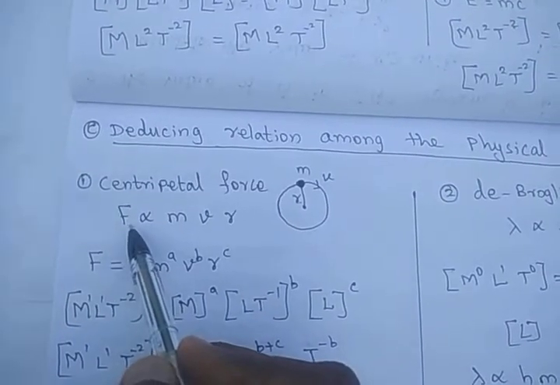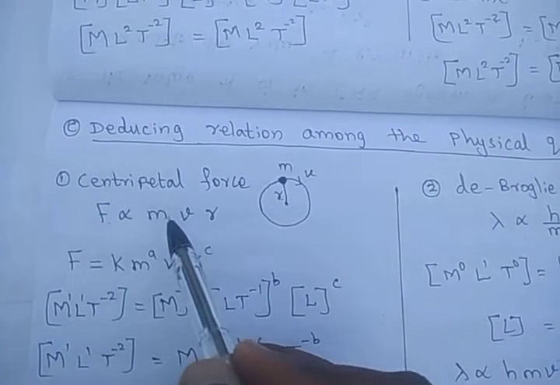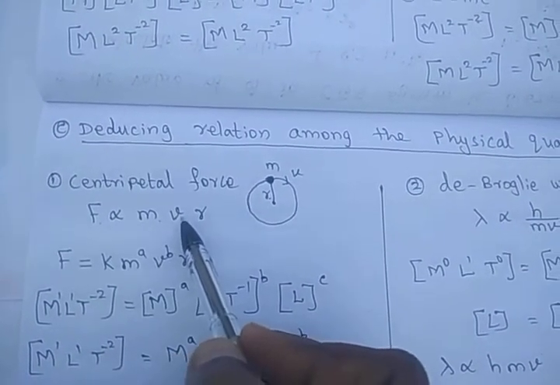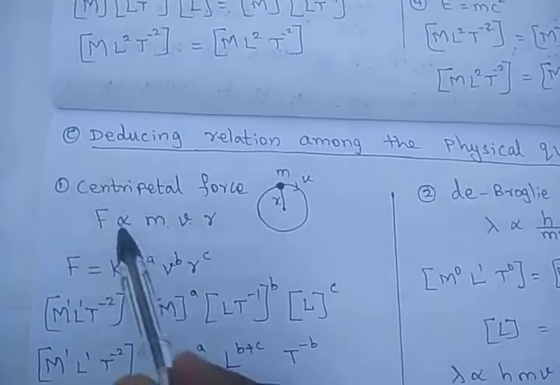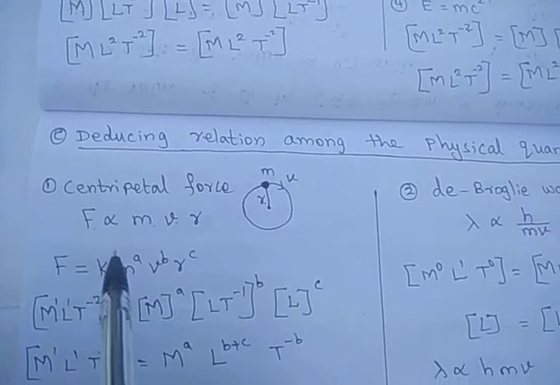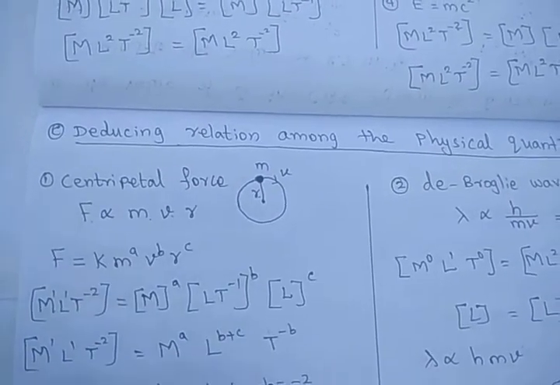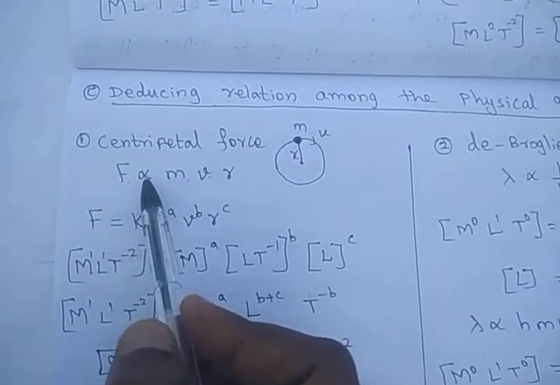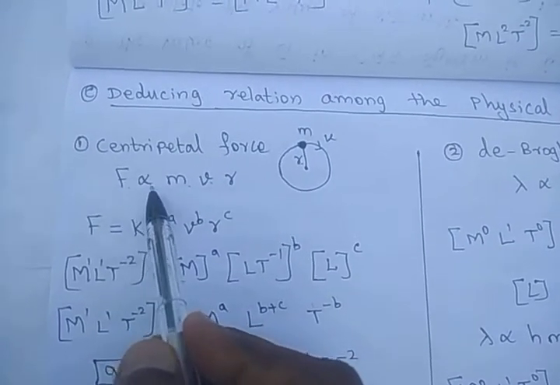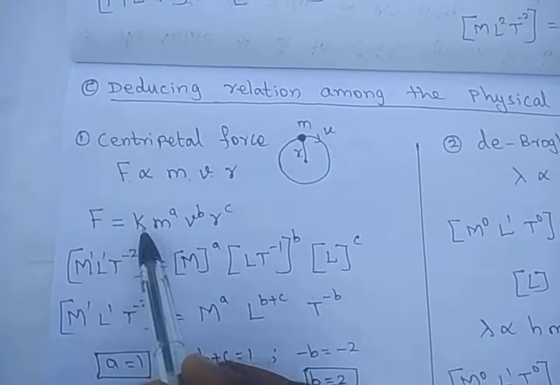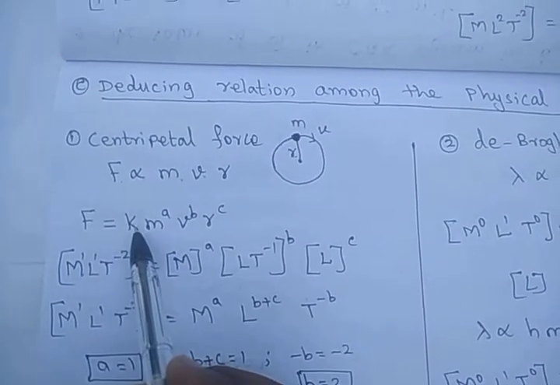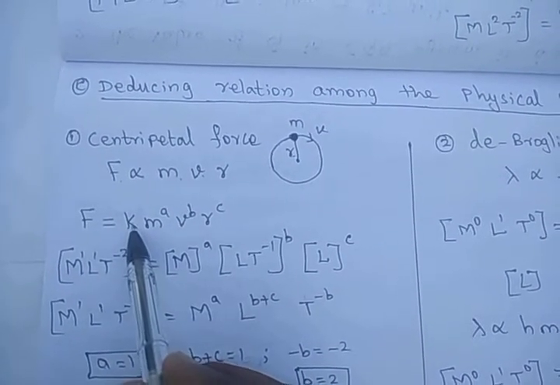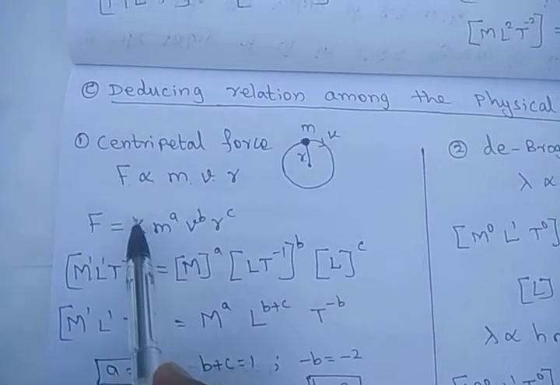The centripetal force is directly proportional to the mass of the particle, the velocity of the particle and the radius of the circle it covers. Now we are going to find the relation among these physical quantities. In order to remove the proportionality, we have to put a constant k. This is a dimensionless constant, which means it does not have any dimensional formula. So its value is 1.